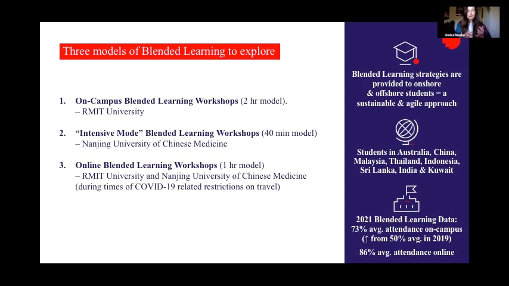So I have students that can't come to Australia at the moment, but are RMIT students. So this year I've taught students in Australia and in China, but also in Malaysia, Thailand, Indonesia, Sri Lanka, India, and Kuwait. So they haven't been able to come to Australia, so I've had to still deliver to them, whilst providing an equitable experience to the students that are learning on campus. I don't want anyone to be disadvantaged because they haven't been able to come to our on-campus hands-on face-to-face workshops. So I do something different online for them instead.